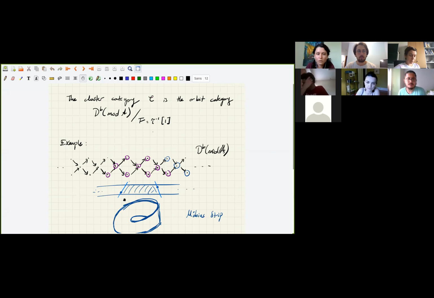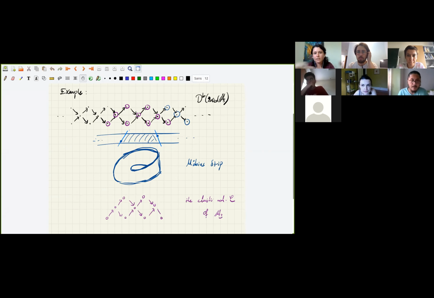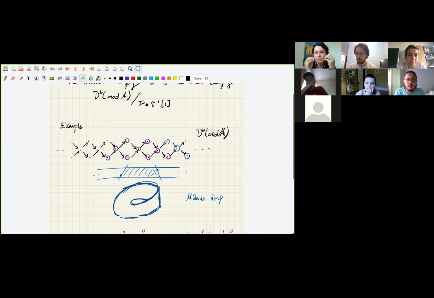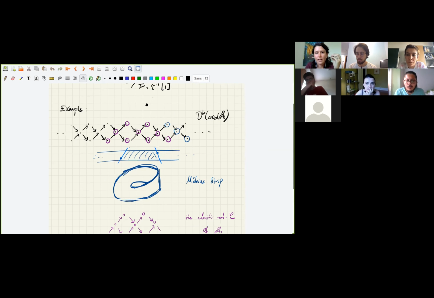So now the cluster category is an orbit category. We take the bounded derived category and quotient out by this functor tau inverse shift by 1. So in the example, how does this look? This infinite strip was the bounded derived category of A3, the quiver A3. Now we take this quotient, so we identify some objects in the bounded derived category. These purple ones are the honest objects in this quotient. And this blue one gets identified with this little guy over here, and this one gets identified with this, and this one gets identified with this one.